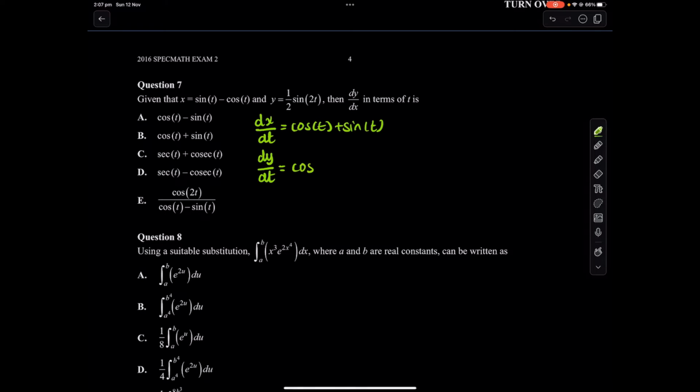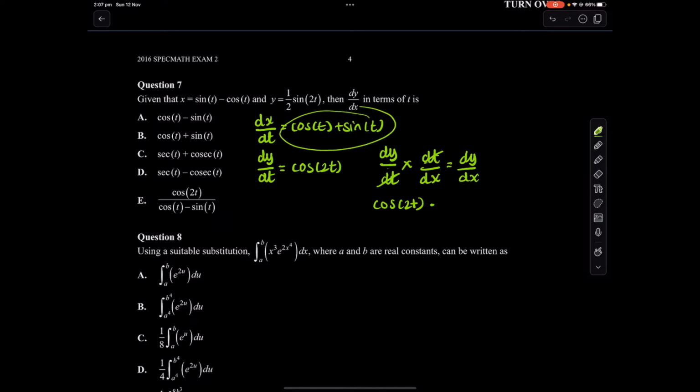Cos 2t. And I want to find dy/dx, which is what? If I multiply dy/dx by this, but 1 over it, so it will be dt/dx. Can you see how these two cancel out, which gives us overall dy/dx? So let's do that. We're multiplying cos of 2t by this one, but 1 over it.